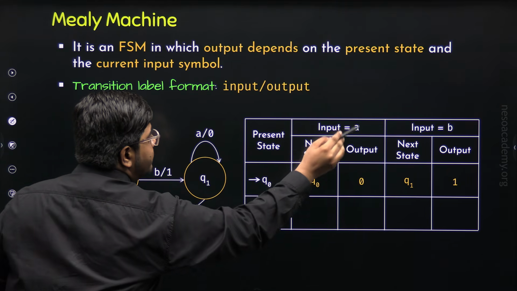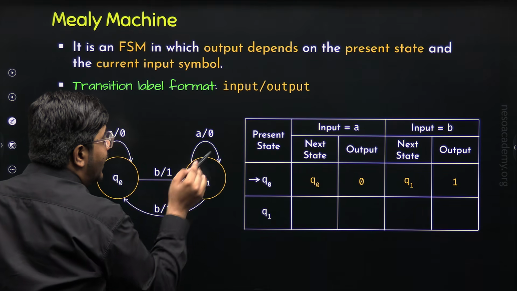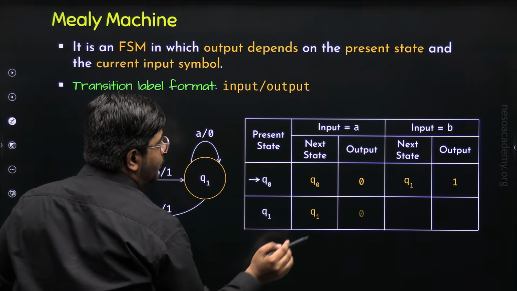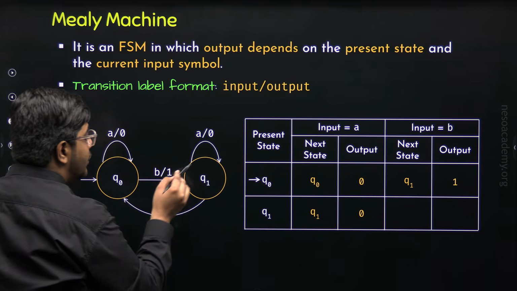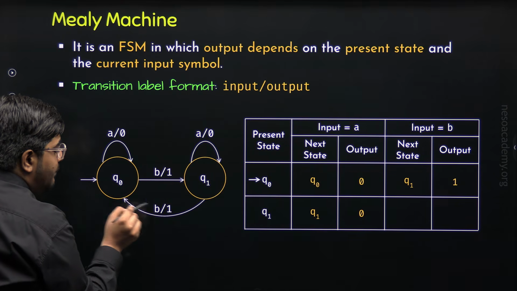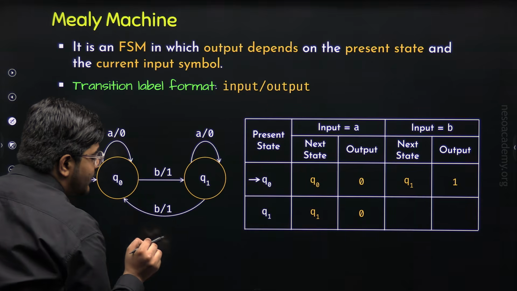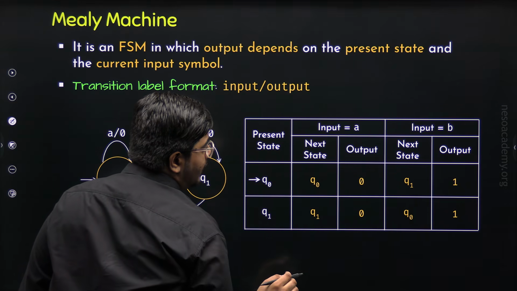Q1 on input symbol A. So Q1 on A gives Q1 and output symbol 0. So here we will write Q1 and output symbol 0. Now let's talk about the input symbol B. So Q1 on the input symbol B, the next state is Q0 and the output symbol is 1.